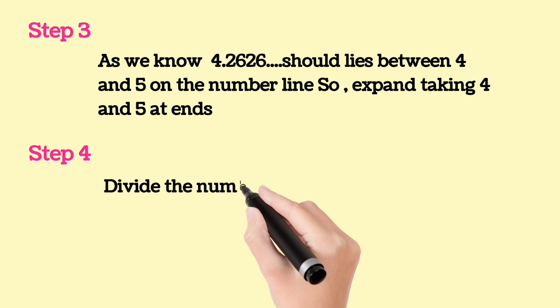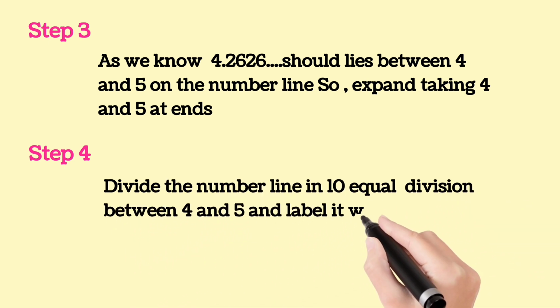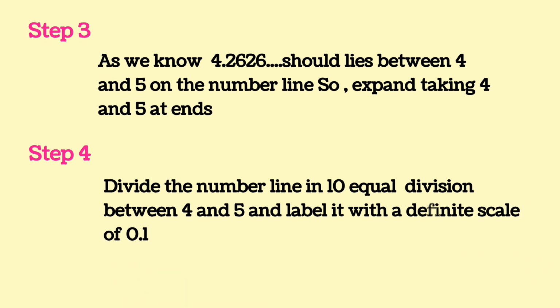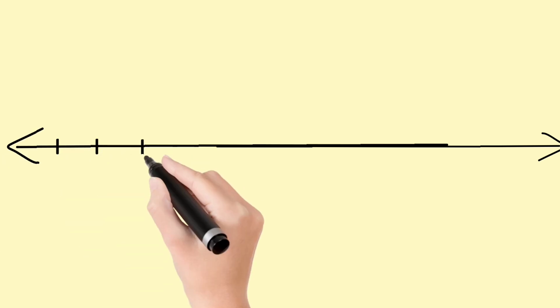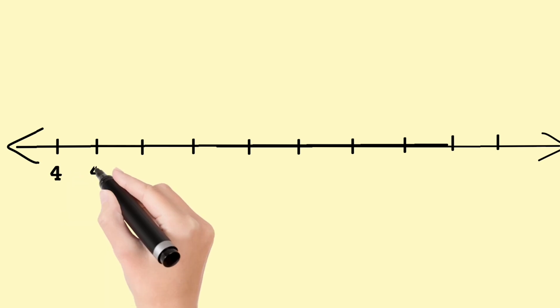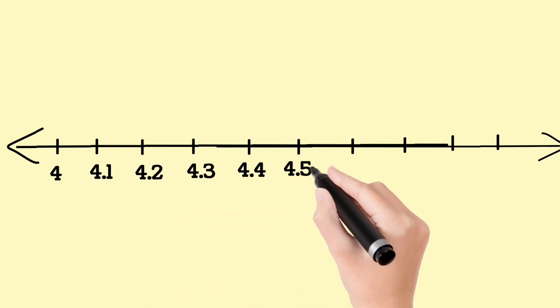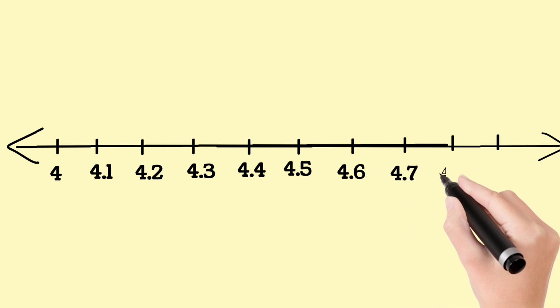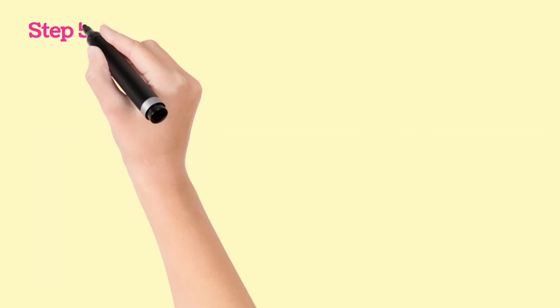Step 4: divide the number line in 10 equal divisions between 4 and 5 and label it with a definite scale of 0.1. Now draw a number line with an arrow at both ends and then divide it equally in 10 divisions with a scale of 0.1 and mark 4.1, 4.2, 4.3, 4.4, 4.5, 4.6, 4.7, 4.8, 4.9 and 5, and circle 4.2.